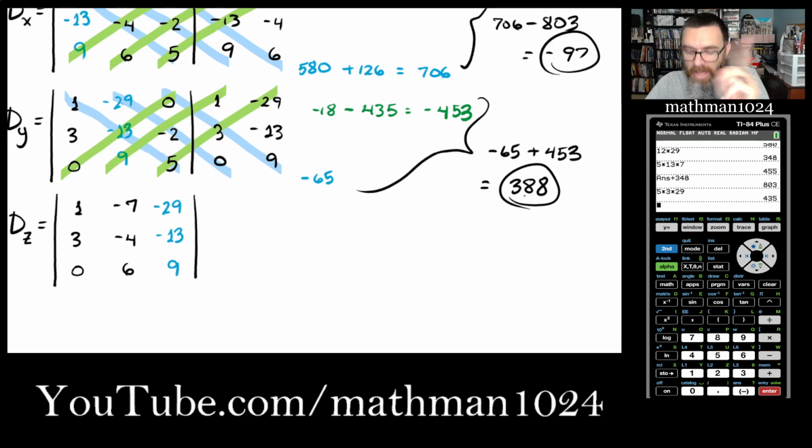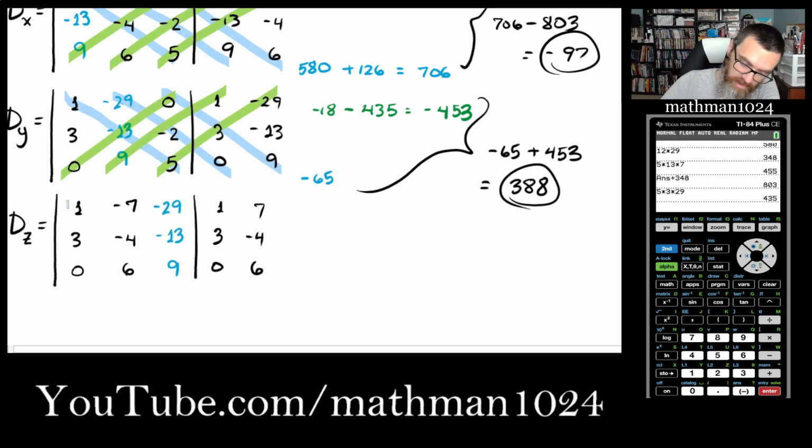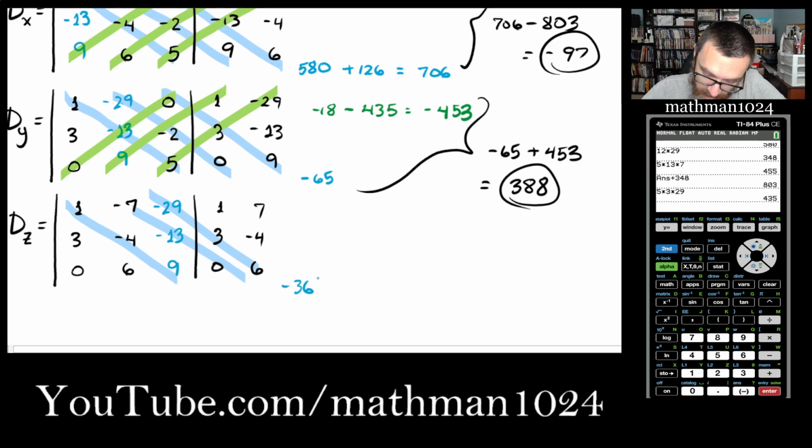Okay. Now we'll move on to this last one. So 1, 3, 0, 7, negative 4, 6. And let's check these guys. All right. So 1 times negative 4 times 9 is negative 36. We've got a 0 in this diagonal, so he's gone. And then we have 29 times 3 times 6. So if we do the math, that's going to be 530, I don't know, 528, 522. Yeah.